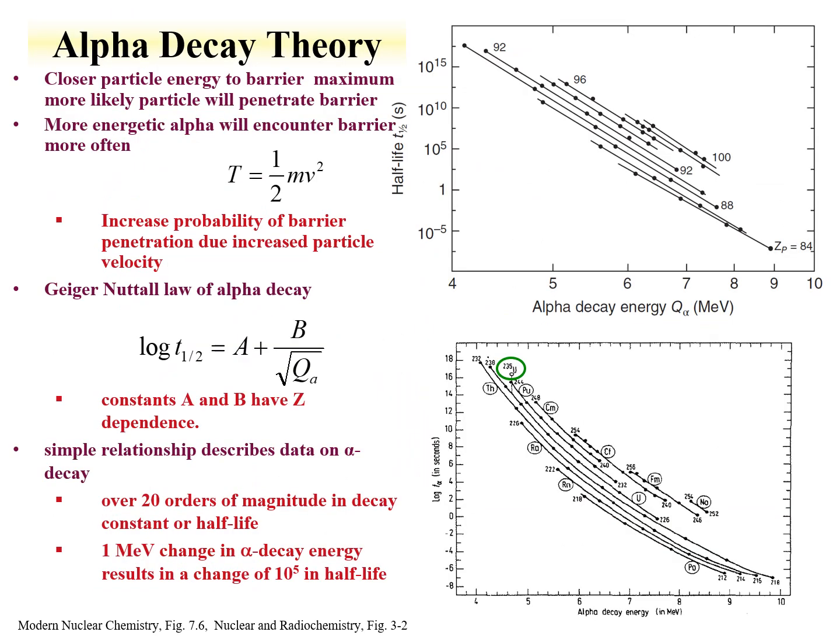So one of the manifestations of this model we just discussed is that the closer the particle energy is to the barrier, the more likely the particle will penetrate that barrier. Also, a more energetic alpha particle will encounter the barrier more often. If we think about the kinetic energy, the mass would be the same, velocity would be greater for a more energetic particle. Fundamentally, the probability of penetrating a barrier is a consistent factor.